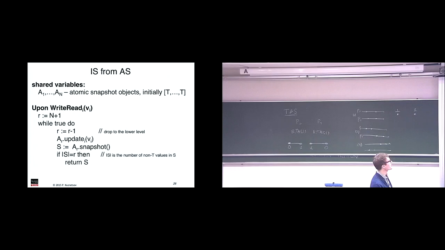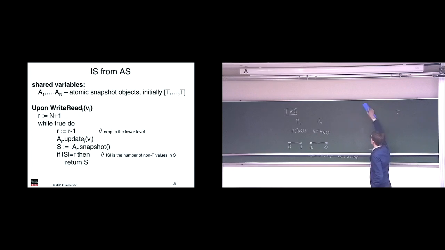You have shared variables. You have n atomic snapshot objects. You have n processes; n is the number of processes here. Initially, these are supposed to be bottoms, initially empty, no values there. What do you do to execute your immediate snapshot operation? You run through all these layers. Well, potentially you may run through all these layers. You can visualize it as a sort of floors. You have n floors.